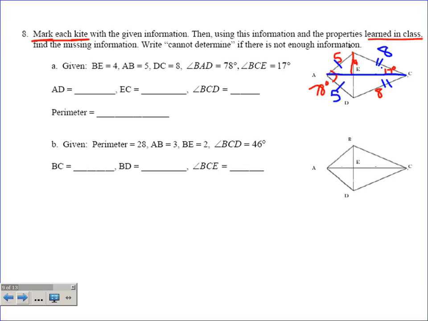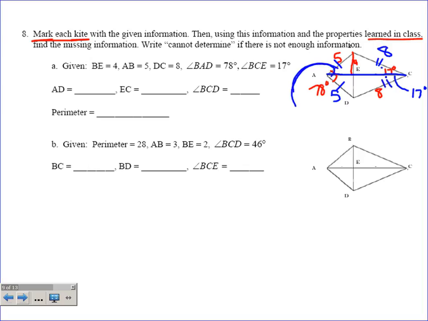The long diagonal actually bisects the angles. So if this is 17 here, what's it going to be down here? That small angle right there is also going to be 17 degrees. It bisects this angle at the top. If the whole thing is 78, what are each of these two pieces in here?